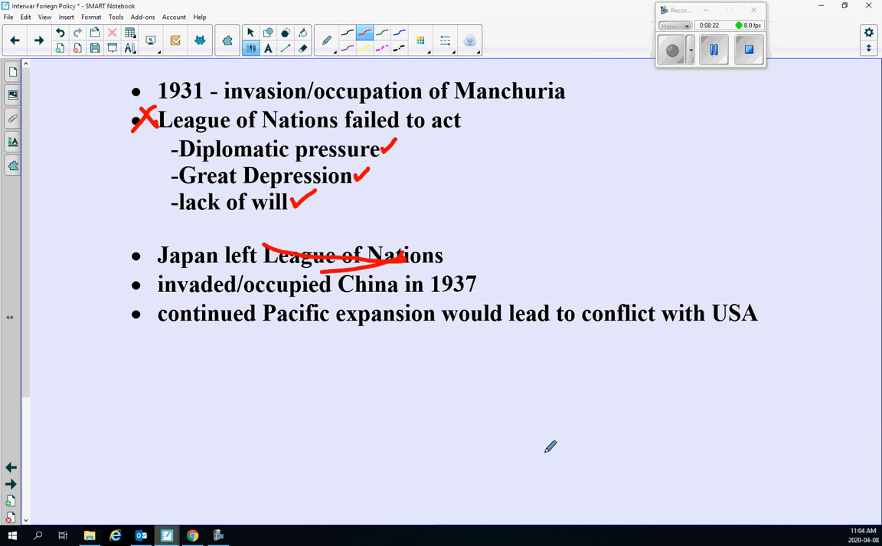They would later invade and occupy even more of China in 1937, and they would eventually expand into the Pacific, which over time would lead them into direct conflict with America, and that was Japan's undoing. As you know, they would lose the war to America in World War II, and they lost that war catastrophically. And we'll talk more about that later on in the chapter.